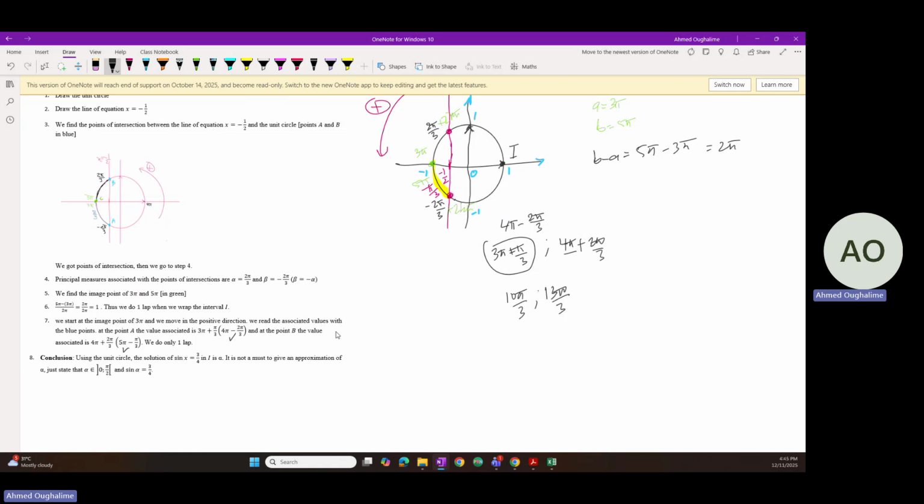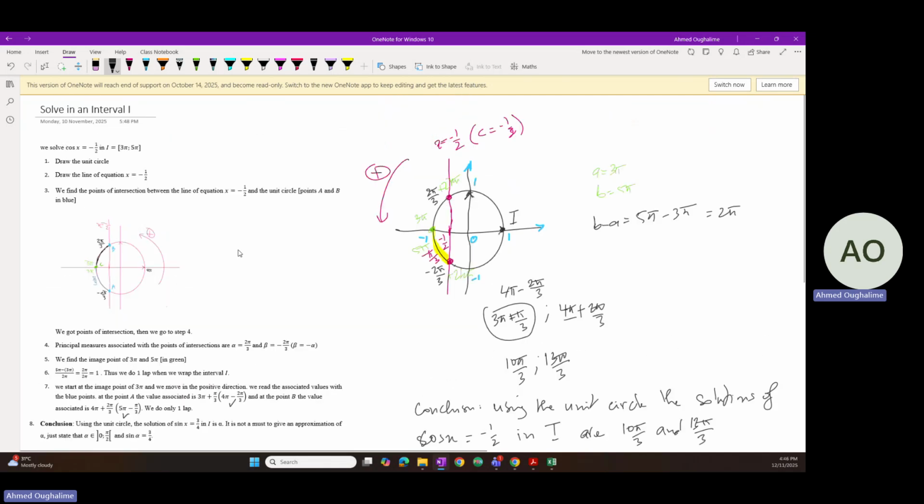I'll just write my conclusion here. Using the unit circle, the solutions of cos x equal to negative half in my interval are 10 pi over 3 and 13 pi over 3.